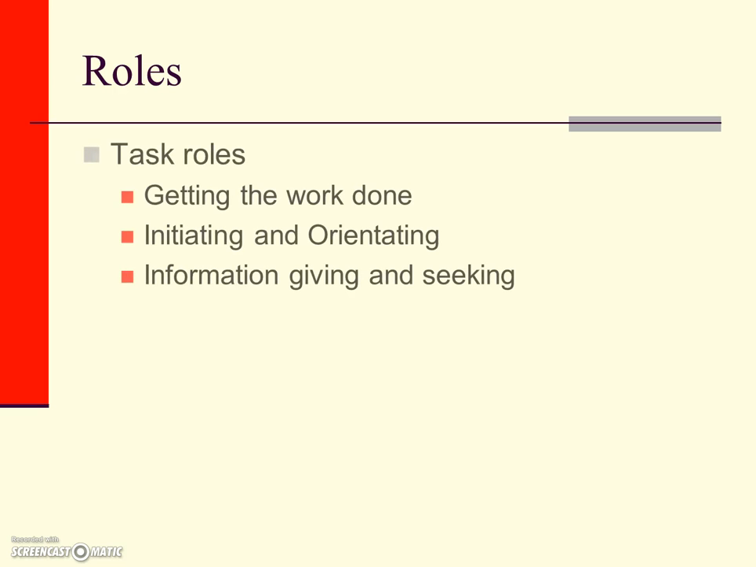The first type of role that we're going to talk about are task roles. These are the roles that people take on to get the work done. They include initiating everyone to the task at hand, or orienting the other group members to the organization or the actual task. They may be focused on giving or receiving information, but all of these roles are focused and dedicated on getting the work done. And this is really where you want your members to be functioning.